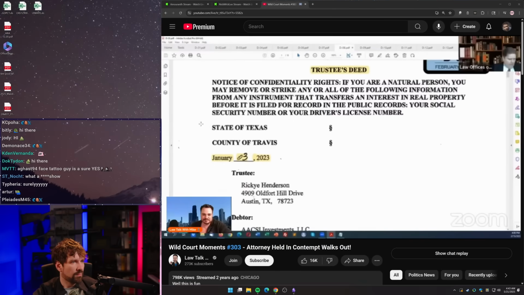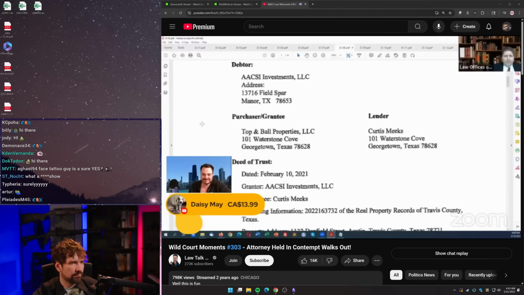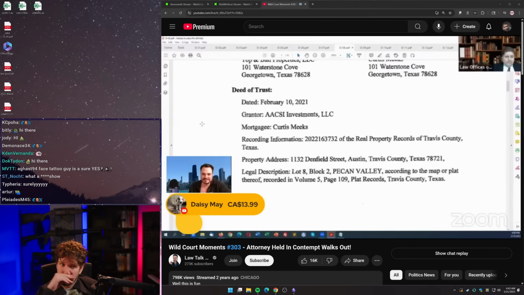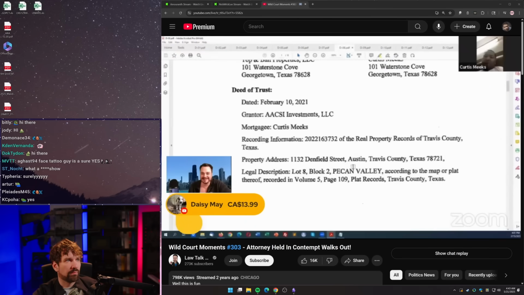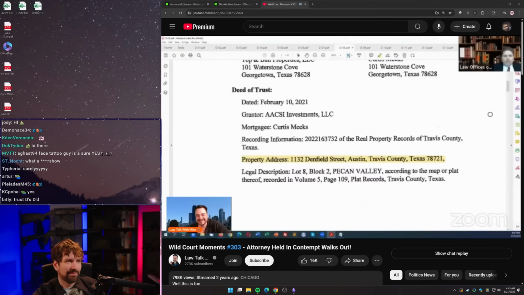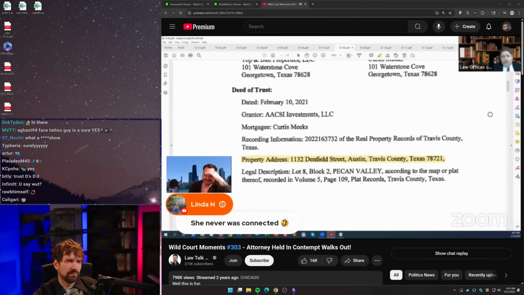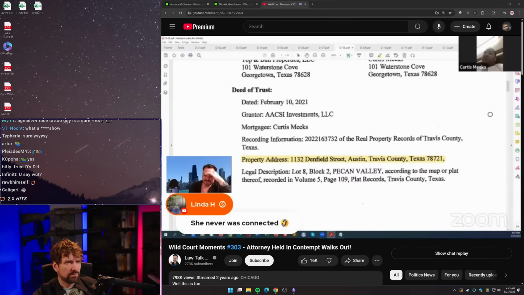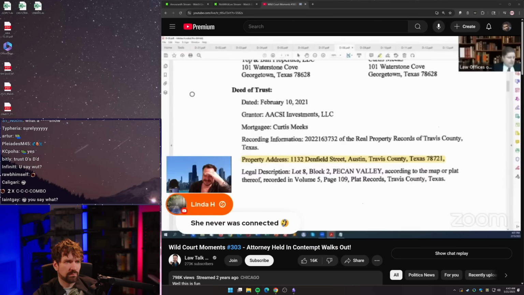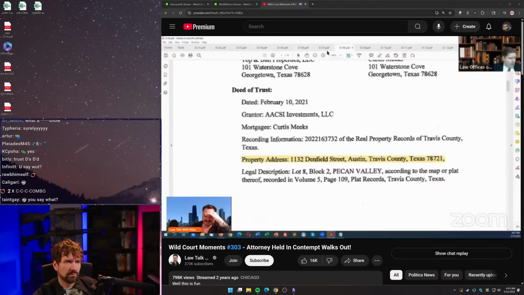I see it. Okay. Do you also see the address and the description of the Denfield property on the bottom of page 1? On the bottom of page 1, it says property address, and it says 1132 Denfield Street, Austin, Travis County, Texas, 78721. Is that correct? Yes, property I own. Okay, so this trustee's deed is for the Denfield property. Is that correct? Yes. Okay.